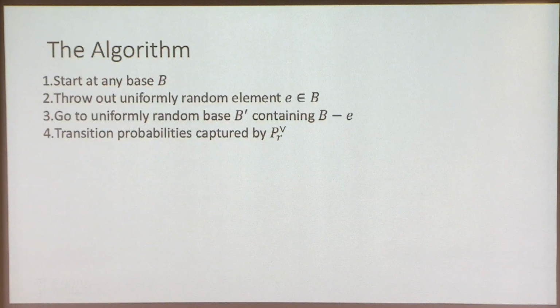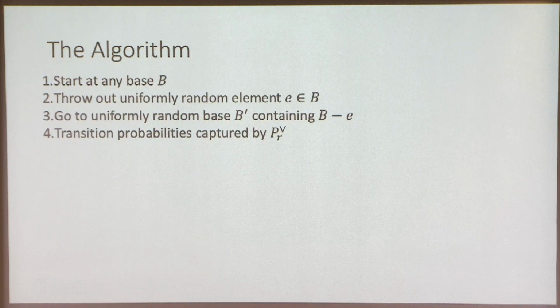Okay, so now I've defined what graph we're going to do our random walk on. Let's write out the algorithm most explicitly, step by step. So you start at a base, any base that you want. You could be deterministic, just pick a base. You throw out a uniformly random element, and then you transition.